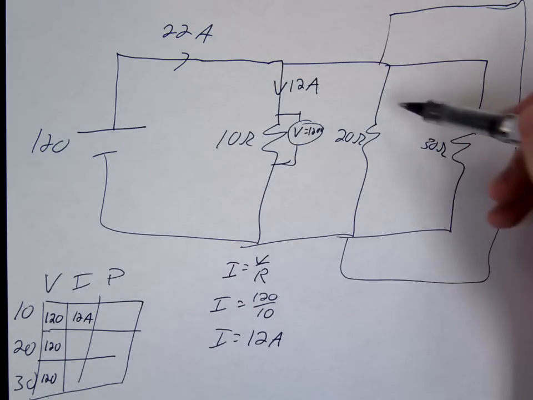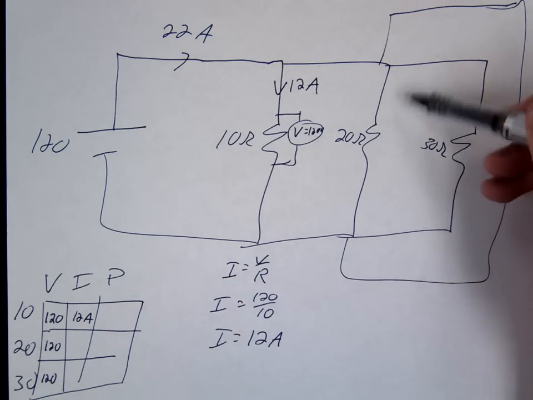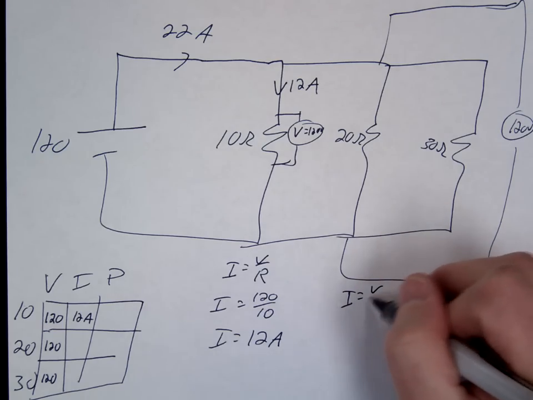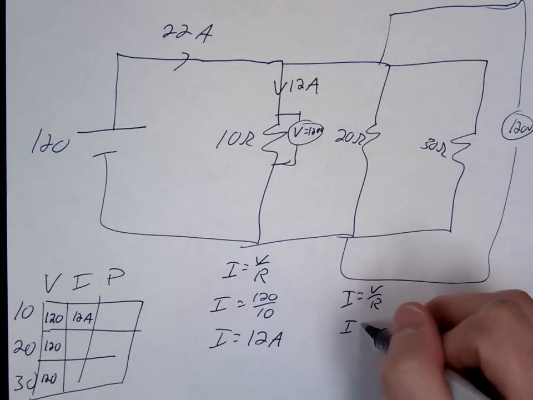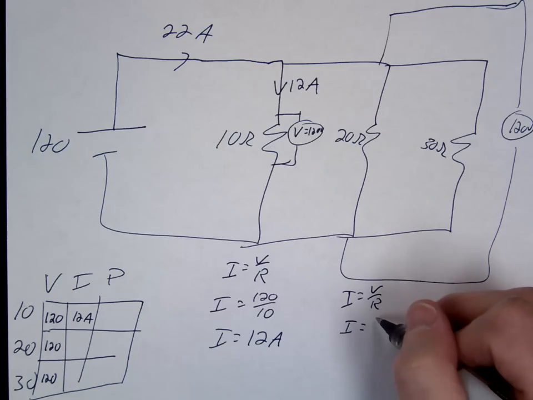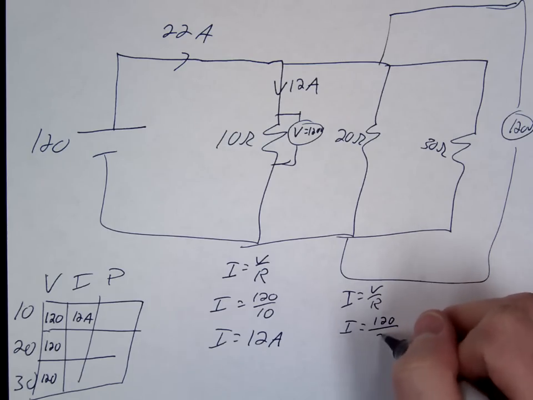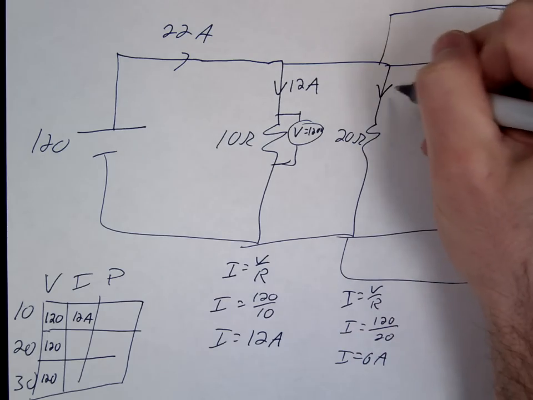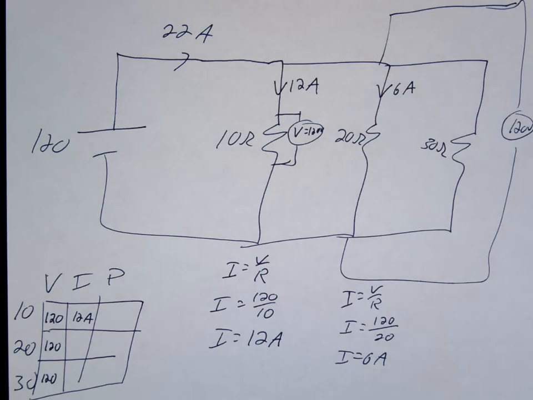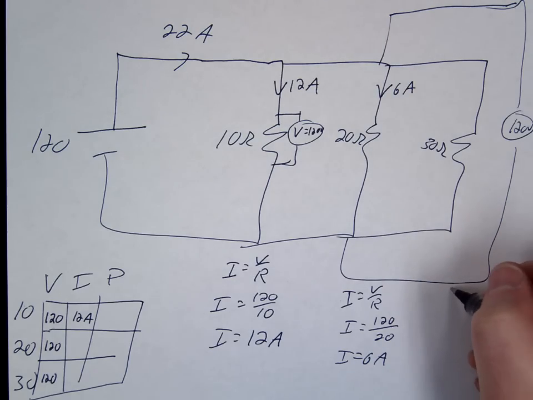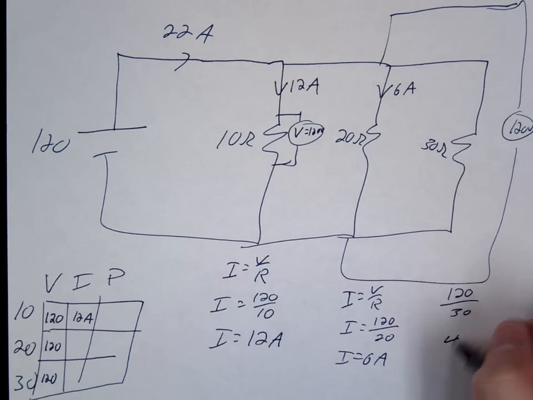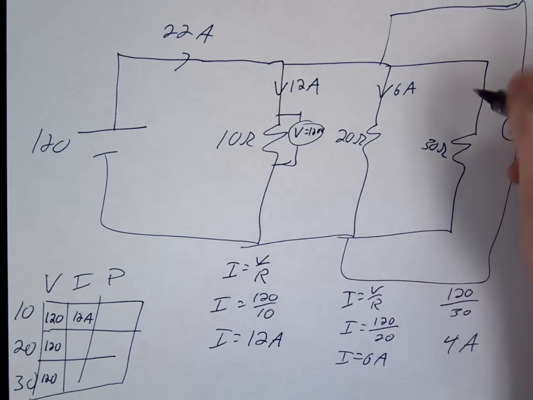Alright, and then the second one, okay, we're going to go I equals V over R. So this is going to be 120 over 20. 6 amps going through this branch. And do it for the last one. 120 over 30. 4 amps through this branch.